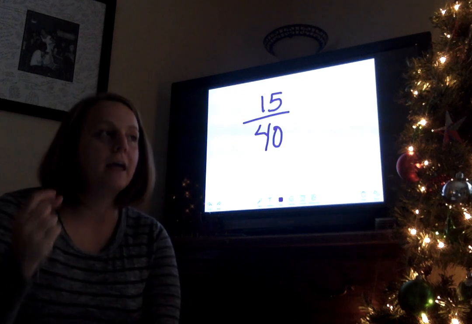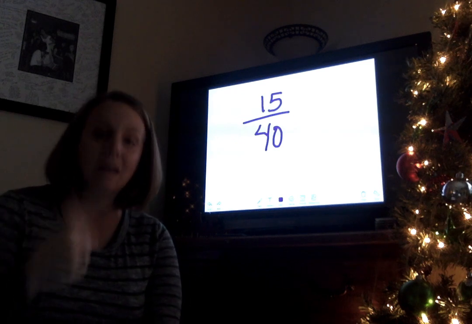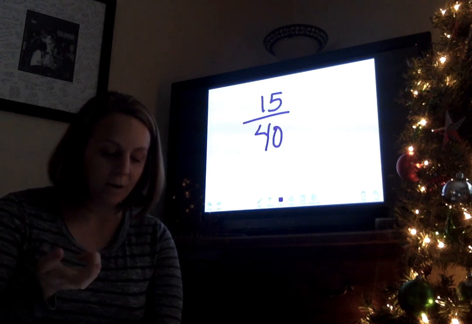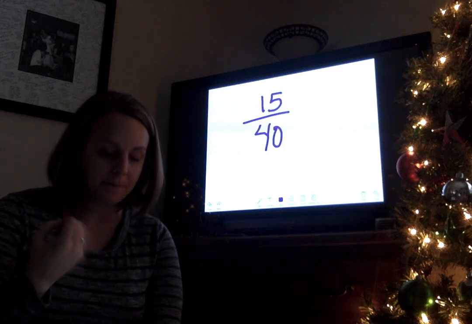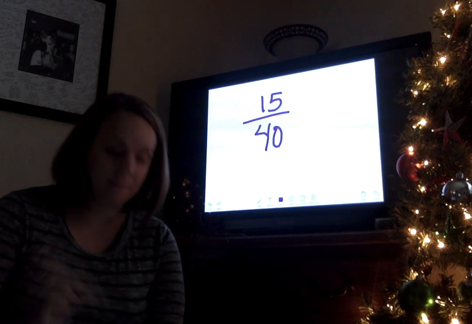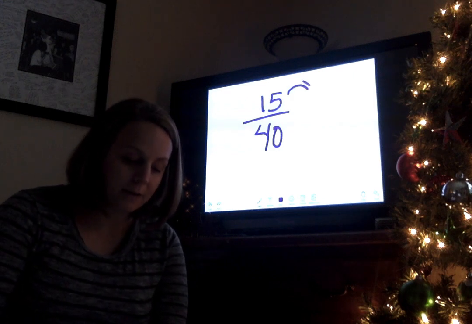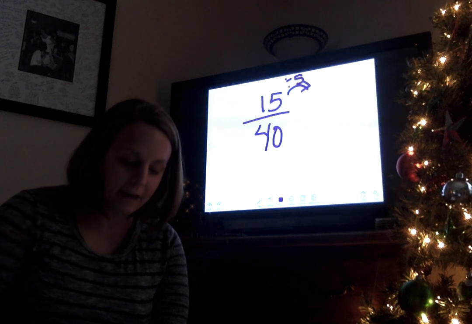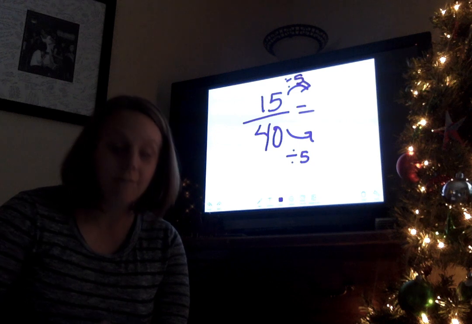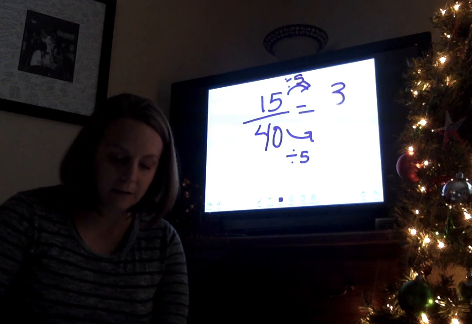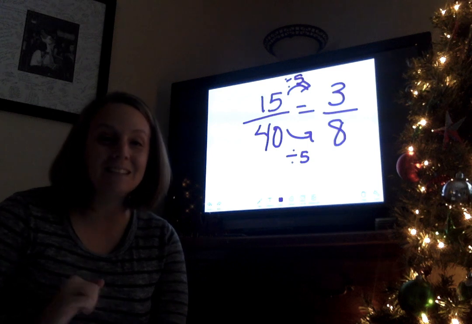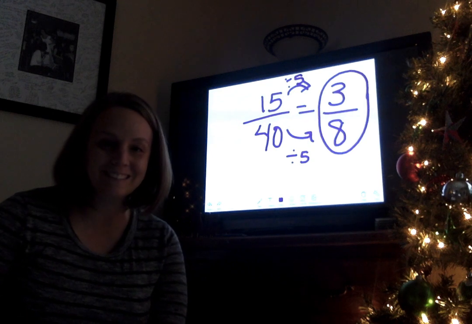So you're thinking in your head, what can I divide my numerator and my denominator both by? Well, I know I can divide 15 by 3 and 5. 40 I can't divide by 3. So I'm going to divide both of them by 5. Divide your top number by 5 and your bottom number by 5. 15 divided by 5 is 3. 40 divided by 5 is 8. 3/8 of the class are girls.